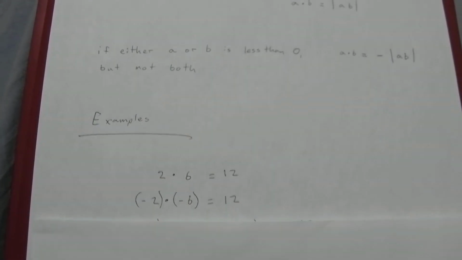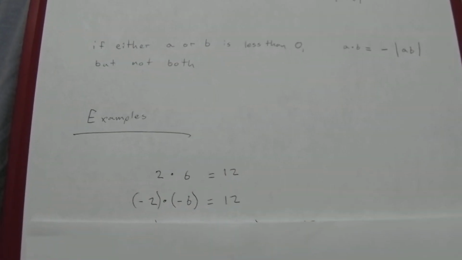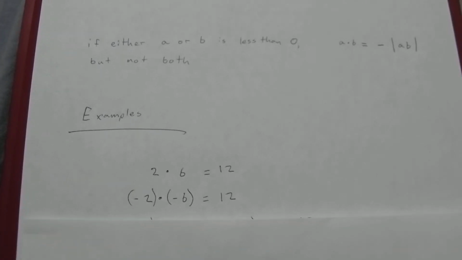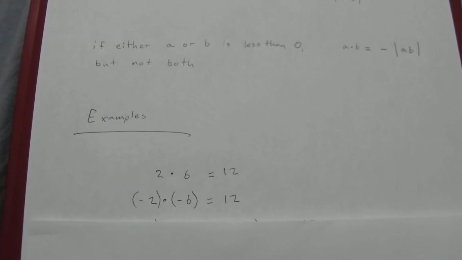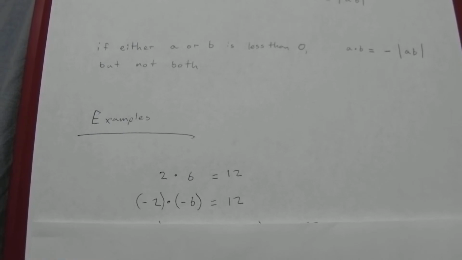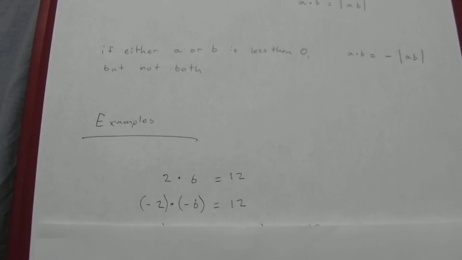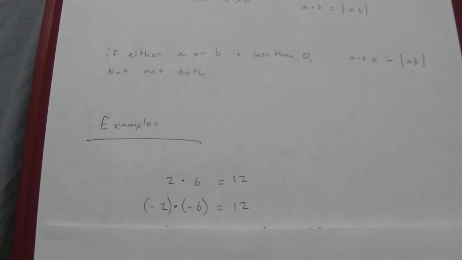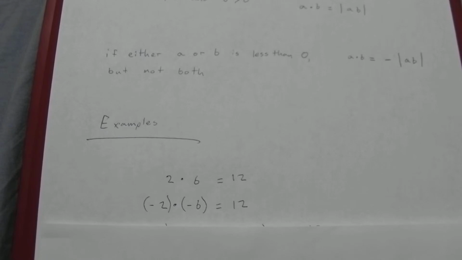And now, if we use two negative numbers, negative 2 multiplied by negative 6, we can recognize the rule above, that it is equal to the absolute value of the product. So it will be a positive number, being 12.